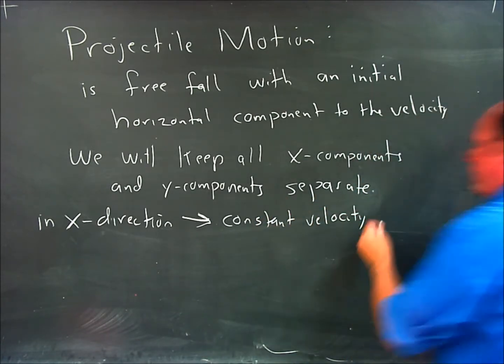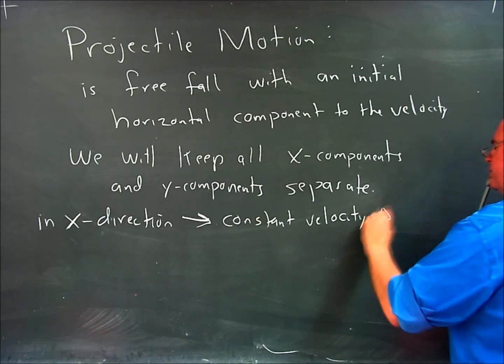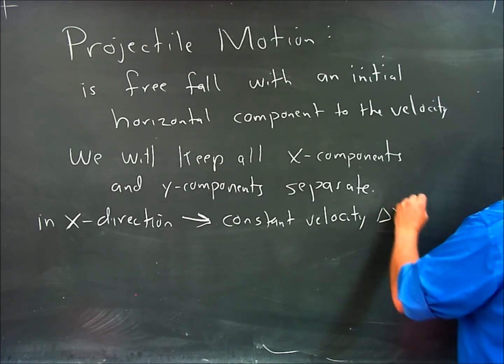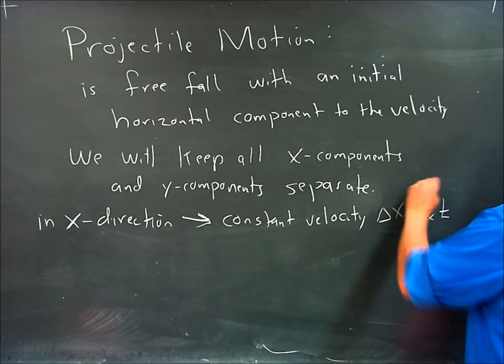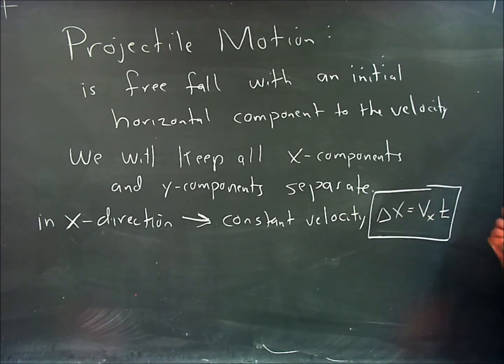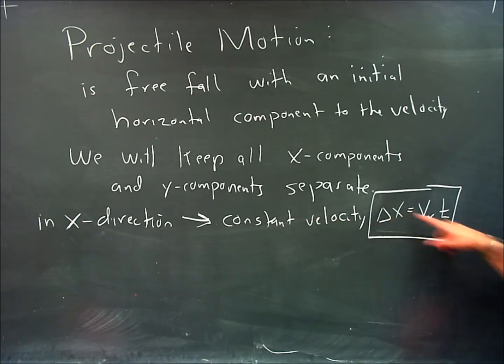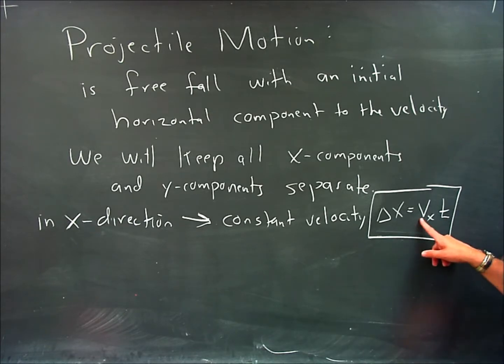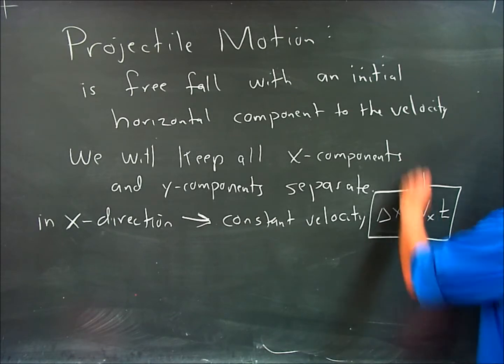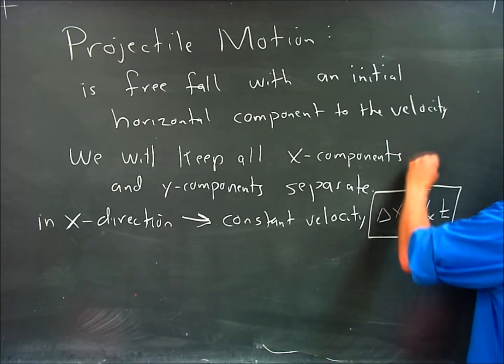And we'll only use one equation. This will be the only equation we're going to use. In the x direction, we're going to say it's a constant velocity, and we'll say delta x is equal to vx times t. And that's the only thing we're going to be doing. Vx will be the velocity in the x direction, which will never change. This velocity in the x direction will be the constant.